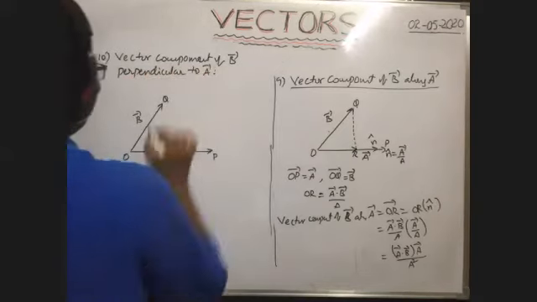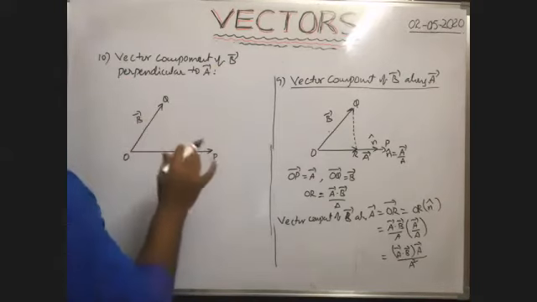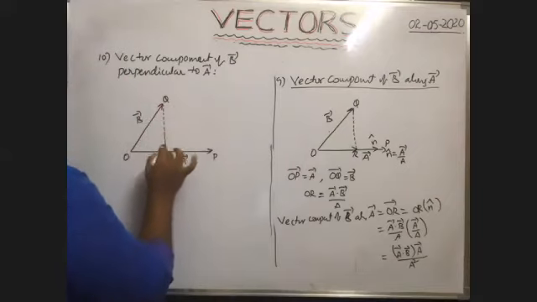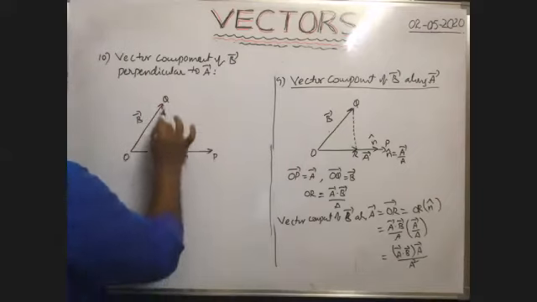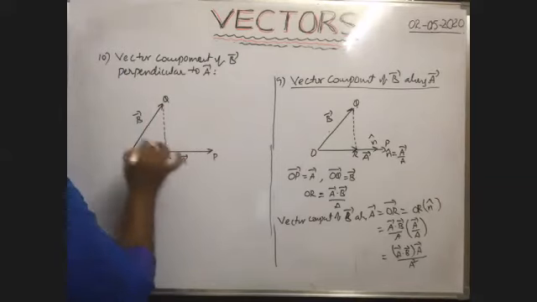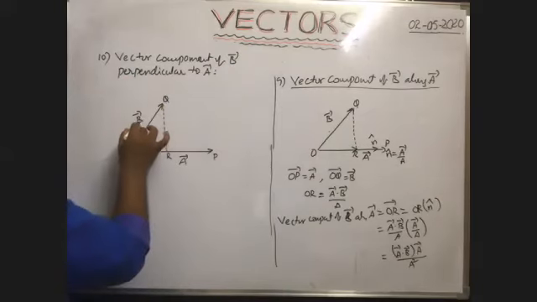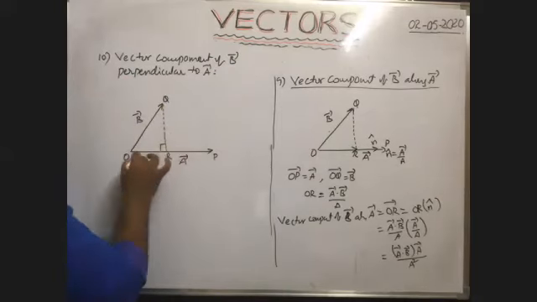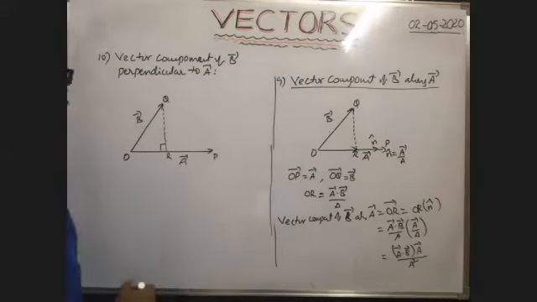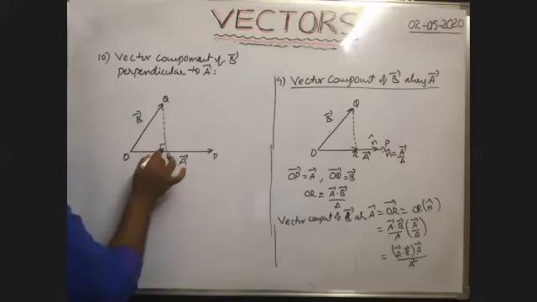Here, the vector component of B bar perpendicular to A bar means first, what is the scalar component of B bar perpendicular to A bar? Here you see, this is perpendicular to A bar, no? Say R, RQ is perpendicular to A bar. The component of B bar perpendicular to A bar means this only, no? This in vector form we have to find. Already we know the vector component of B bar along A bar means this one.